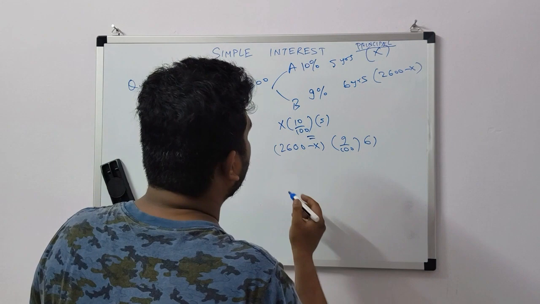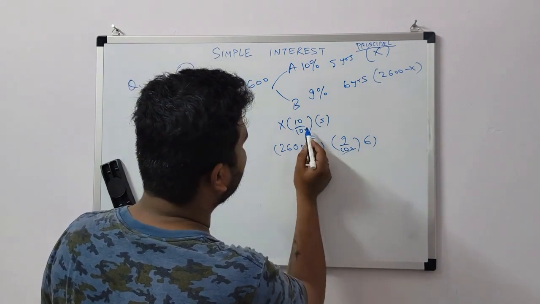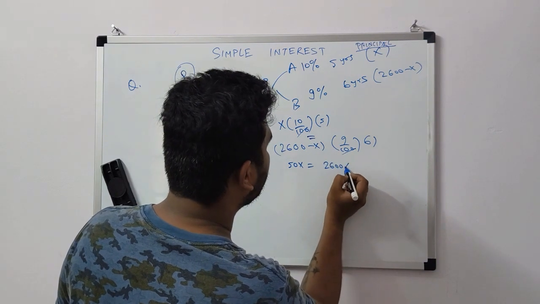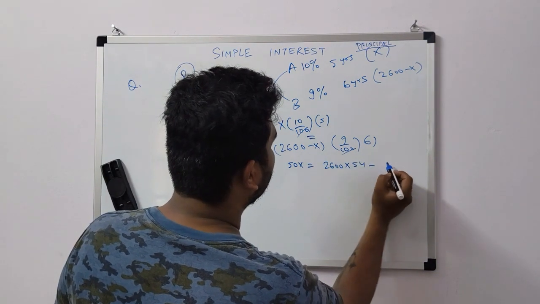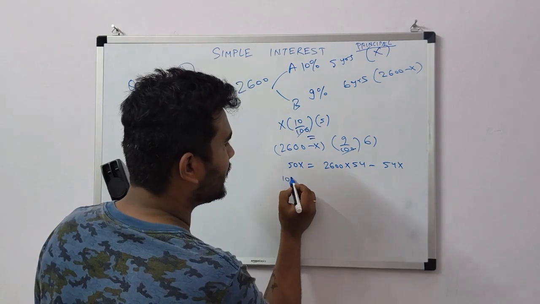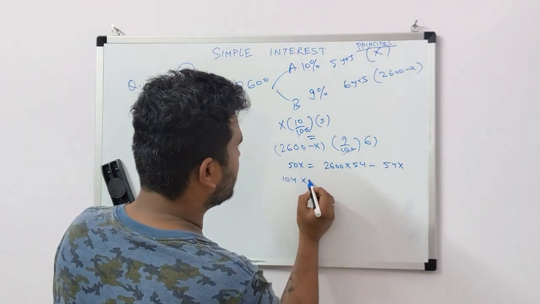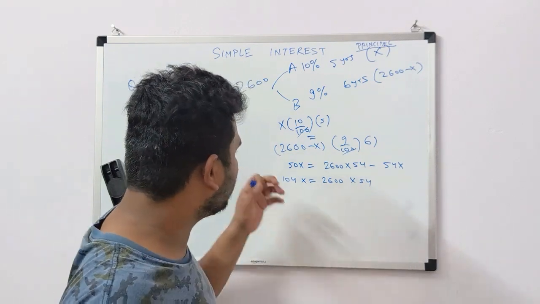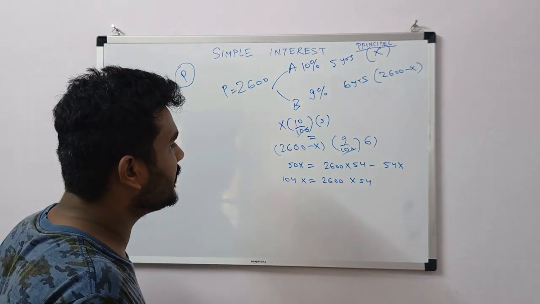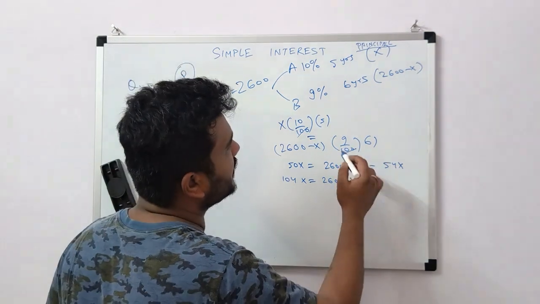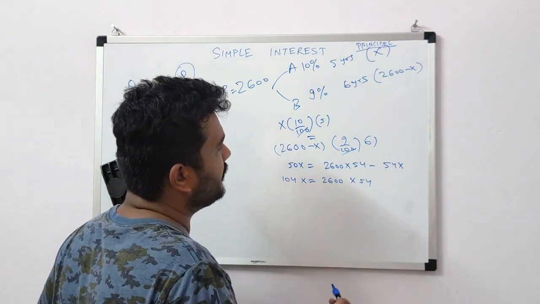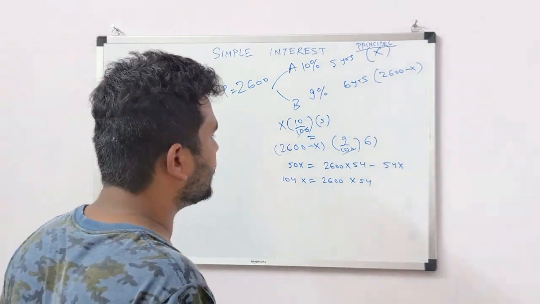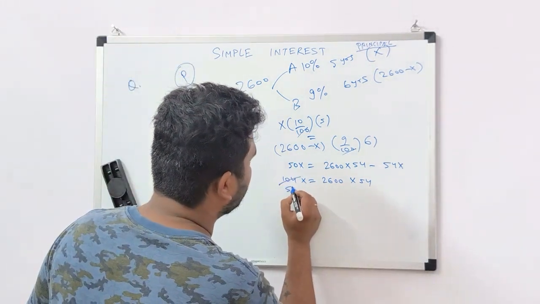Now we can solve. So let's get the 100 cancelled. 50x is equal to 2600 into 9 6 is 54 minus 54x. This will come here. 104x is equal to 2600 into 54. Ideally, if it was 108, then we would have cancelled it perfectly. Or I'll check again. 9 6 is 54. So 104, let's cancel it, 52.